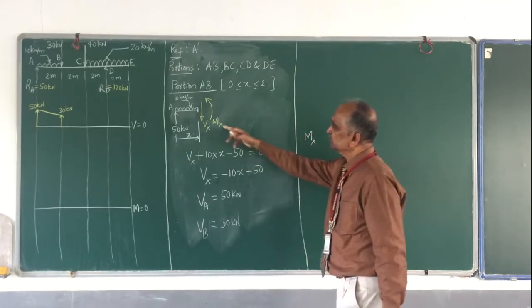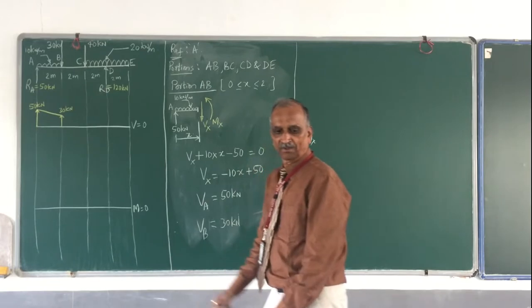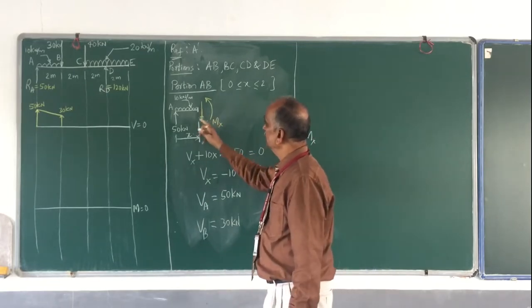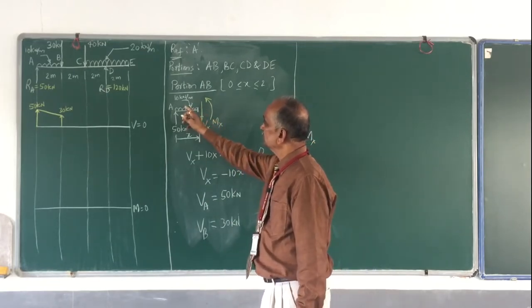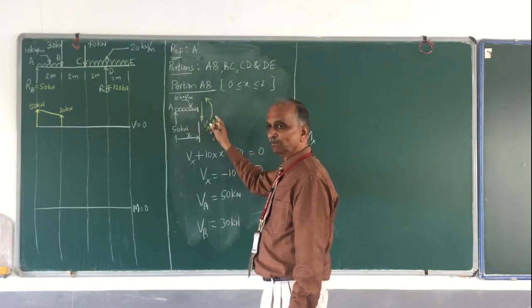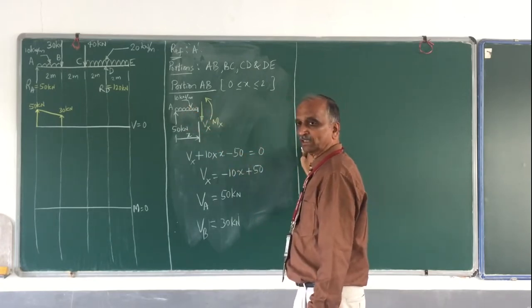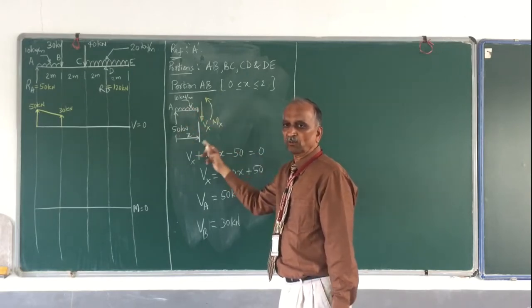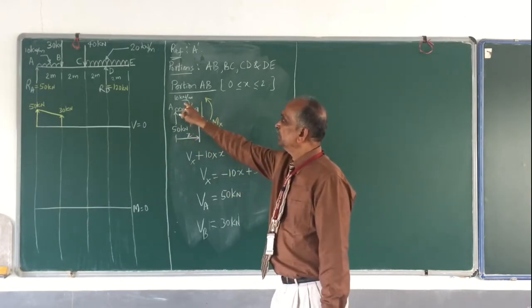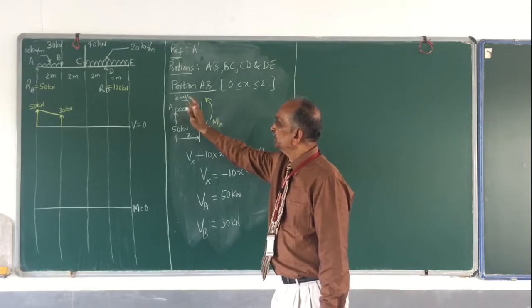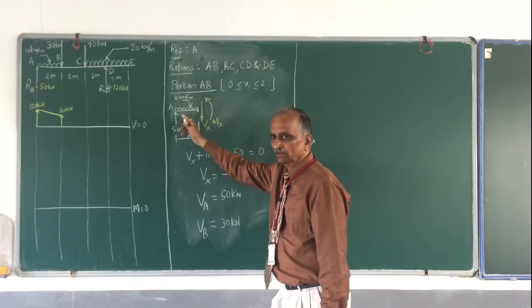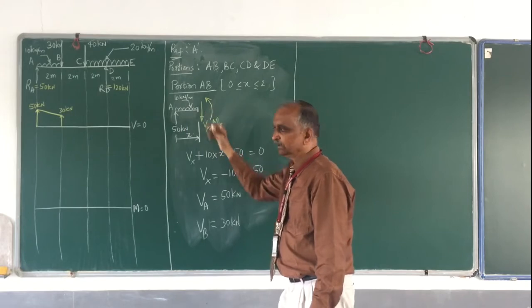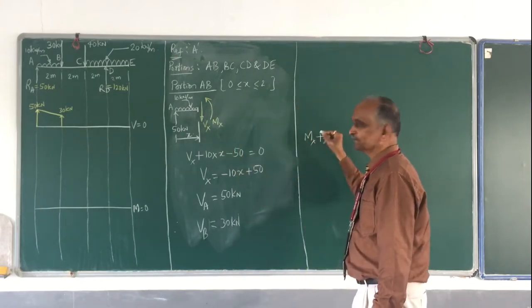Let me start with Mx. Okay, so then this 10 kilonewton. Please remember, unknowingly I have made the sign convention. This is my positive: anticlockwise is positive. The moment due to 10 kilonewton per meter about this section also is anticlockwise. Therefore, this also is plus.